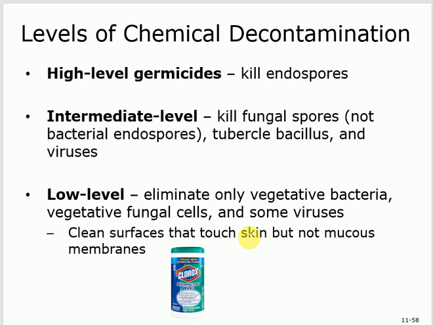So the high level of germicides are the ones that kill the endospore. Intermediate level, they will kill the fungal spores but not the bacterial endospores. And they can also kill the TB and the virus. The low level will only take care of the vegetative bacteria, fungus, and a little bit of viruses, like Clorox.